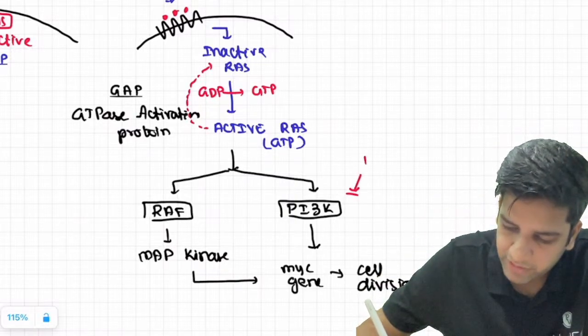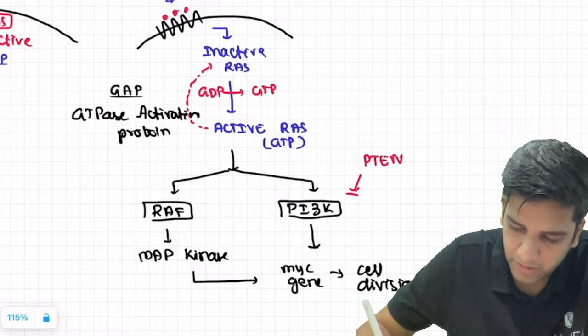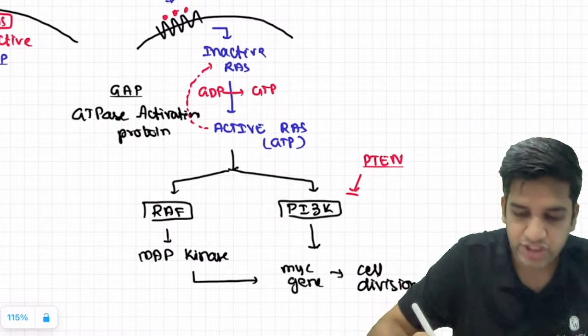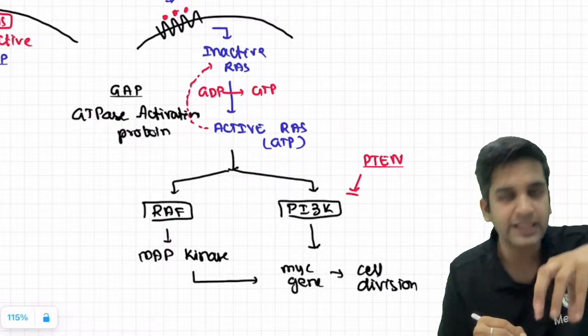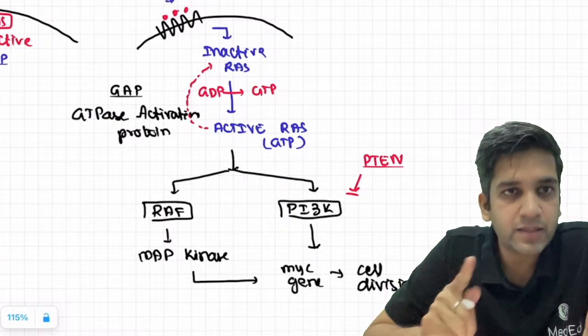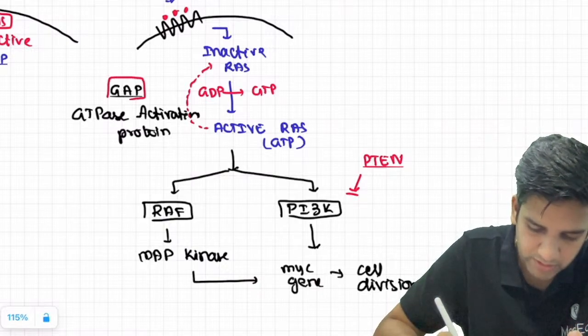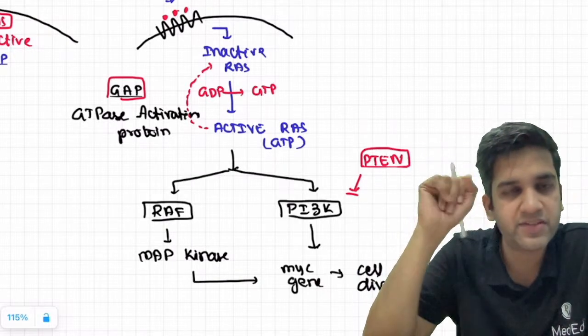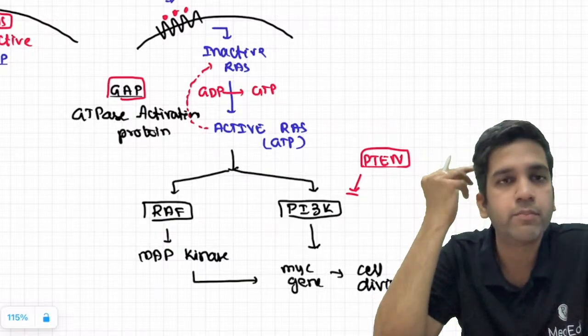This will be negatively inhibited by P10. So it will suppress. Whenever I draw red, it suppresses. So GTP will be converted to GDP by GAP protein, right? Now listen carefully and answer. This P10 and GAP, these two, are they promoting cell division or are they suppressing cell division? P10 and GAP.